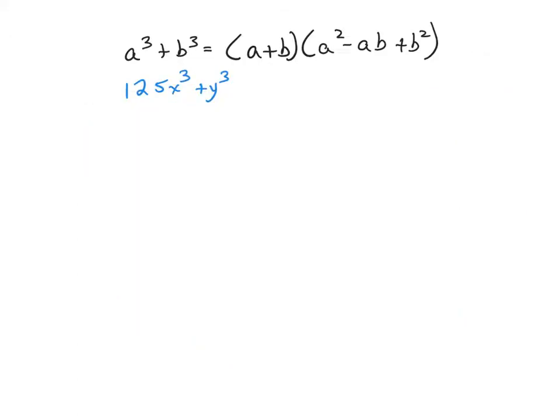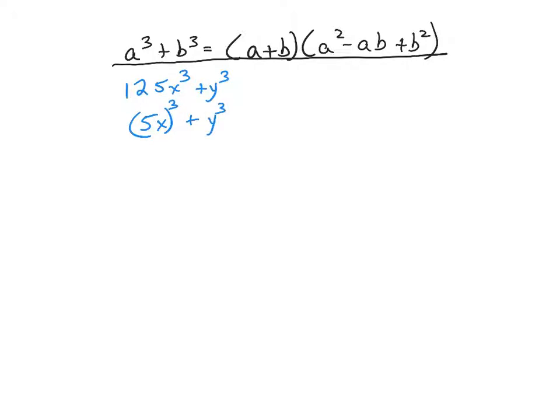Here's another example. I have the formula for the sum of perfect cubes written up at the top of the screen. So let's use that formula to factor 125x cubed plus y cubed. That is a sum of perfect cubes. And I can show that by writing down the cube root of each term. The cube root of 125 is 5. So what I really have is 5x to the third power, which is equal to 125x cubed, plus I still have that y cubed.